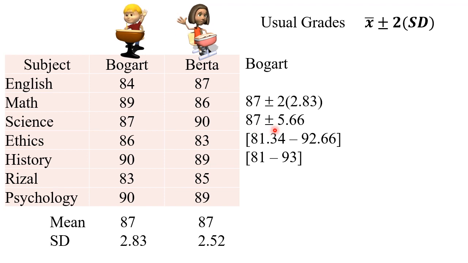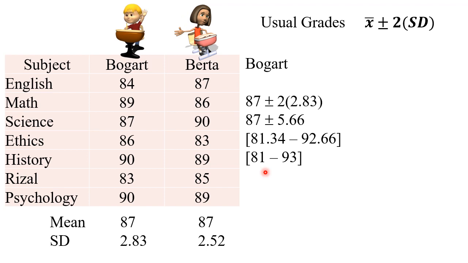87 minus 5.66 gives us 81.34, and 87 plus 5.66 gives us 92.66. We are going to round these to whole numbers. So 81.34 is 81, while 92.66 can be rounded to 93. This means, class, that Bogart's usual grades are from 81 to 93. As long as Bogart's grades are within this range, those grades are considered to be usual.